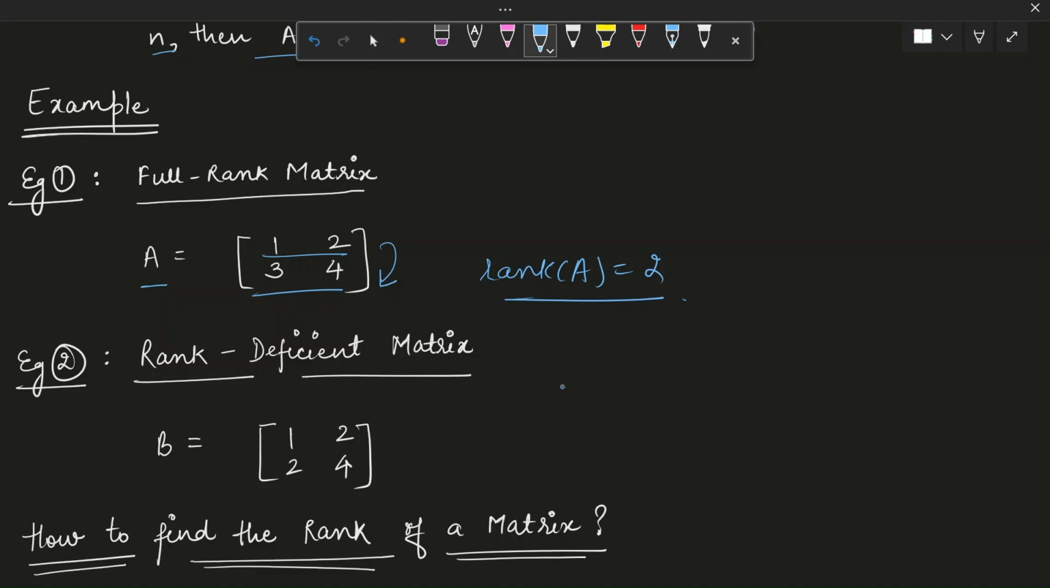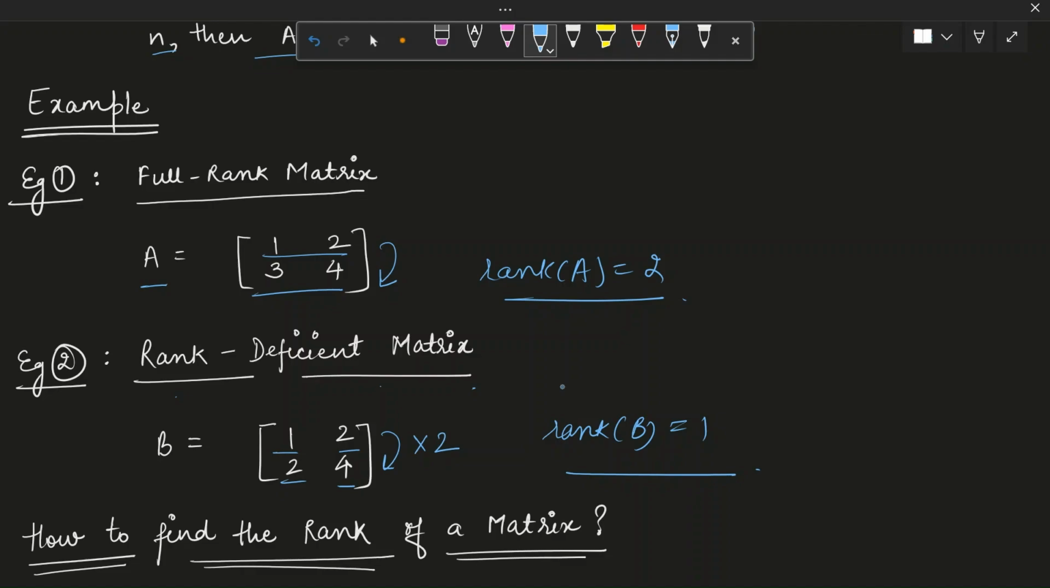The next example is a rank deficient matrix. Now consider a matrix B with 1, 2, 2 and 4 as its elements. Here the second column is twice the first column. That is, they are not independent. So the rank is only 1. So the rank of B is equal to 1.